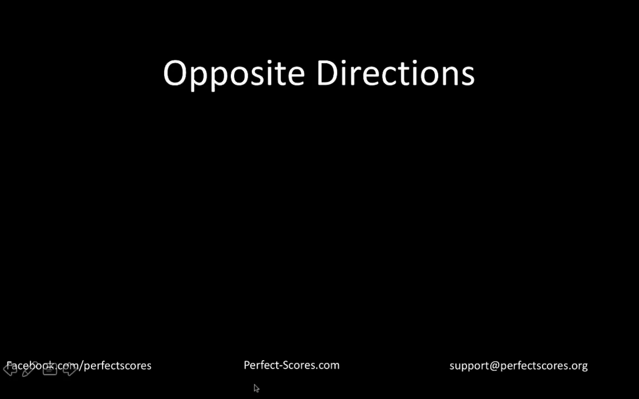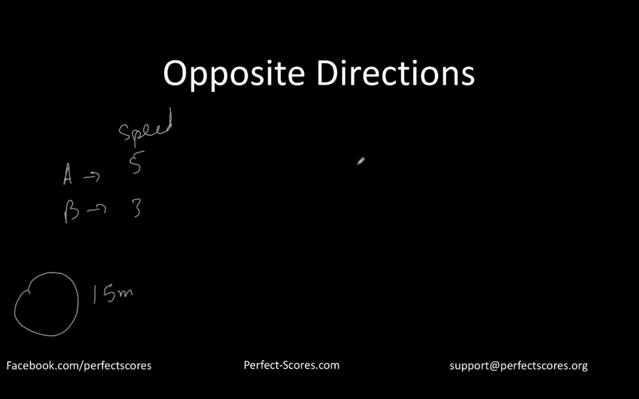Anyhow, let's move forward. Let's talk about opposite directions. Now, this should be really easy now. Let's say we talk about the same example. A is 5 and B is 3, these are their speeds. And we have the whole circle to be of 15 meters. But now they're running in opposite directions. So what is the relative speed now?